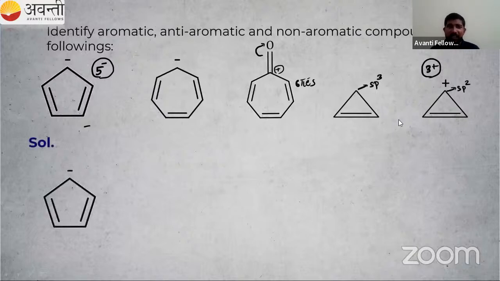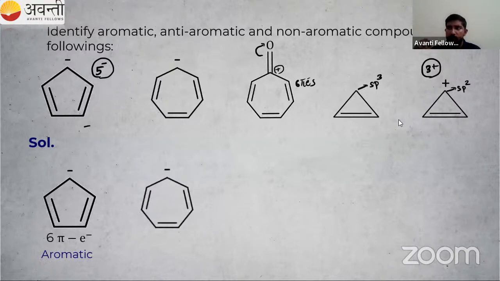So I will show you the correct answer. First one, 6 pi electrons, it is following the criteria, so I can say it is aromatic in nature. What about the second one? 2, 4, 6, plus the negative charge, 2 electrons. So 8 pi electrons are present. 8 pi electrons means it is anti-aromatic in nature.